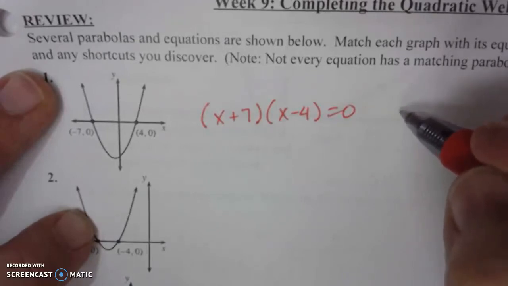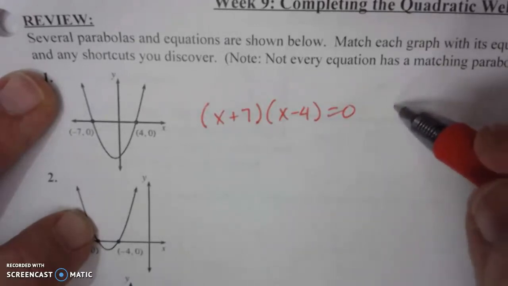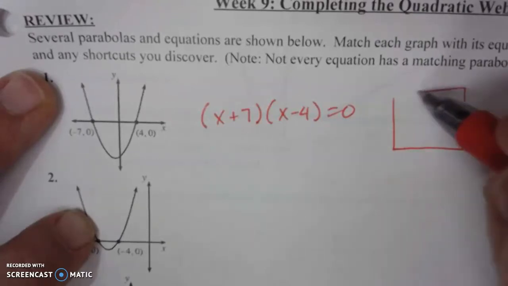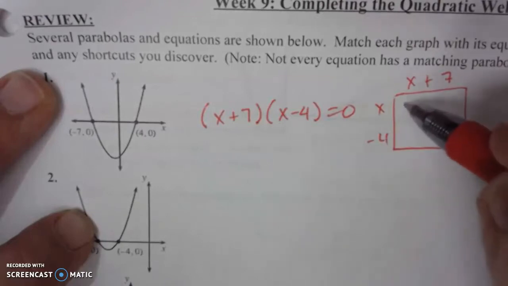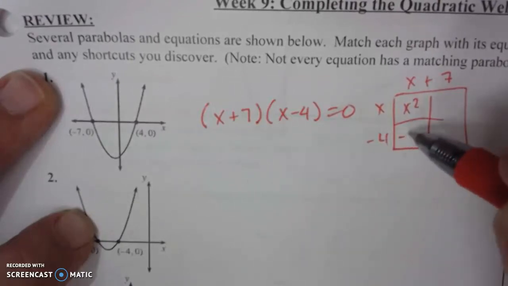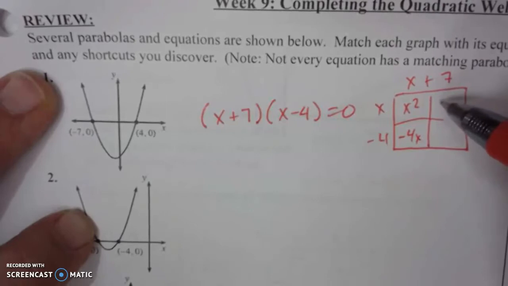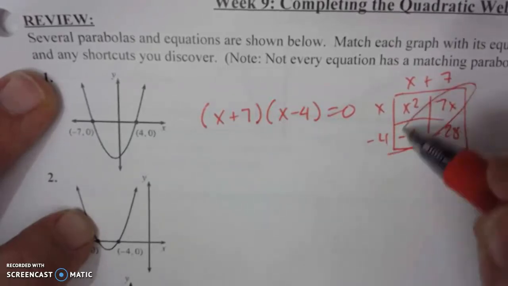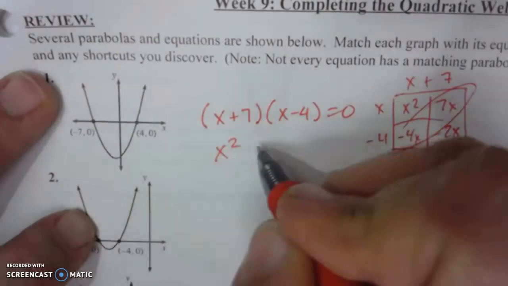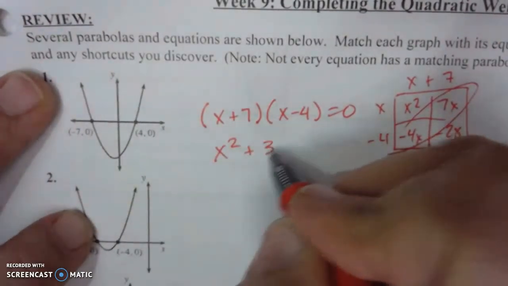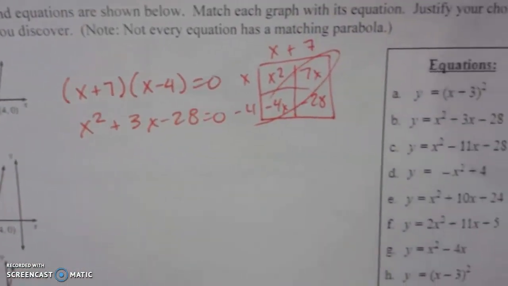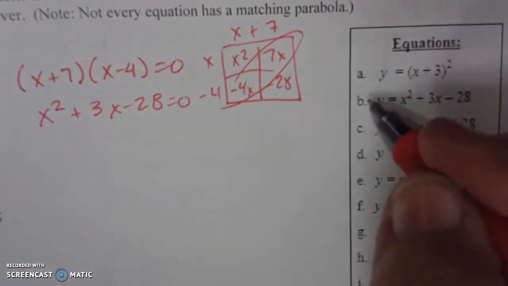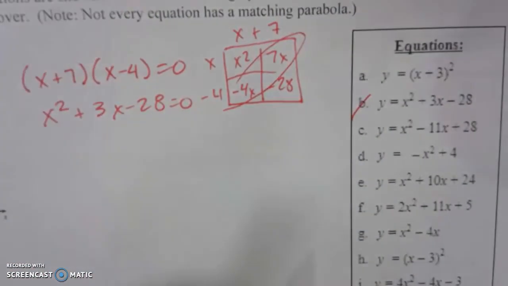Okay, so I could do the box method and to set that up, and it becomes x plus 7, x minus 4. We get x squared, negative 4x, 7x, and negative 28. So combine like terms, you're going to get x squared plus 3x minus 28 equals 0. I can look over here at my choices. Oh, there it is, B. So this one is B.